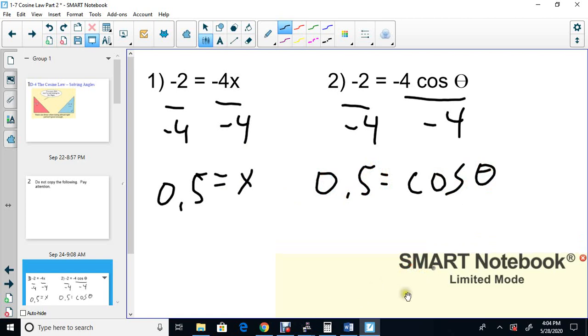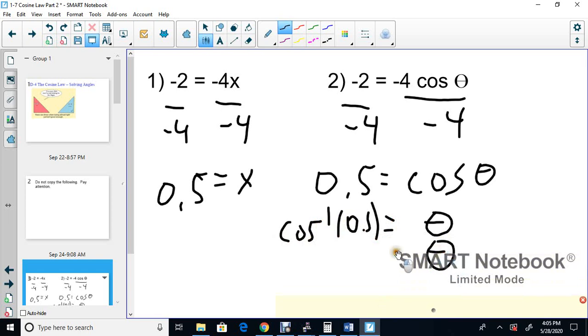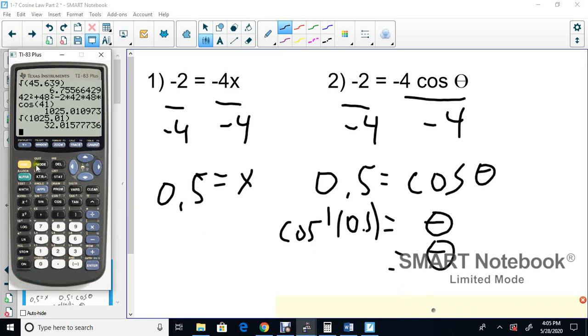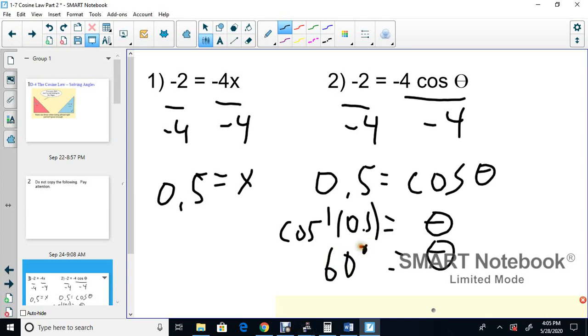Now at this step, you have an extra step. You're going to have to go, well, theta equals cosine inverse of 0.5, and then you find your angle. So you go to your calculator, second cos, and you get the negative 1 of 0.5, and you get an answer of 60 degrees. So logically, look here, you divide by negative 4 here as well to get cosine, and then you get that extra step. You don't have to show this. You can just go from here to here. Okay, just pay attention for now.